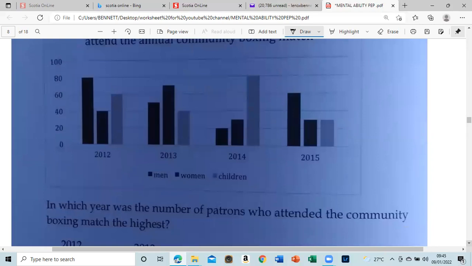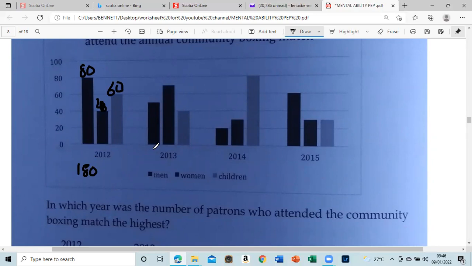In which year was the number of patrons who attended the community boxing match the highest? Question a bit disappointing. I was looking for something more. Alright, so what we have to do now is to add up each. So this year, 80 men went, plus 40, and then plus 60. So for this year, we had 180. So in 2012, a total of 180 persons went.